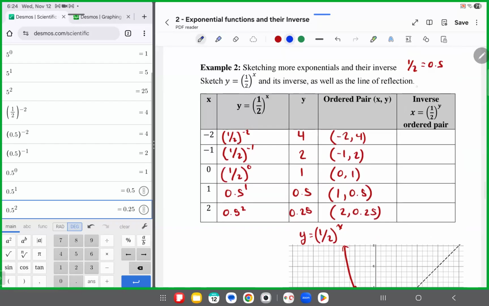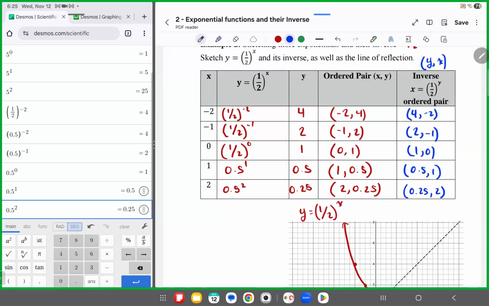So instead of x comma y, we now have the point y comma x. -2 comma 4 becomes 4 comma -2. -1 comma 2 becomes the point 2 comma -1. 0 comma 1 becomes 1 comma 0. 1 comma 0.5 becomes 0.5 comma 1. And 2 comma 0.25 becomes the point 0.25 comma 2.